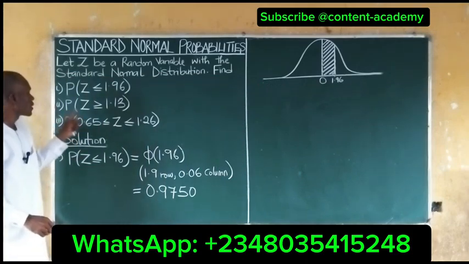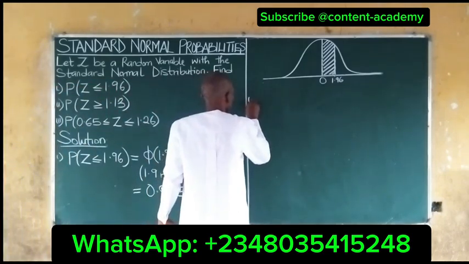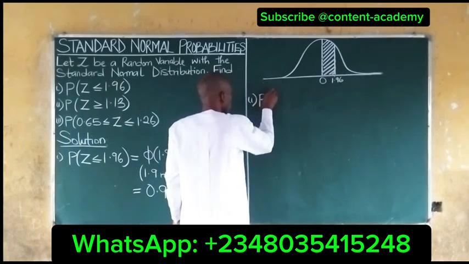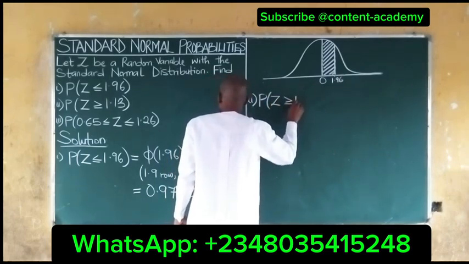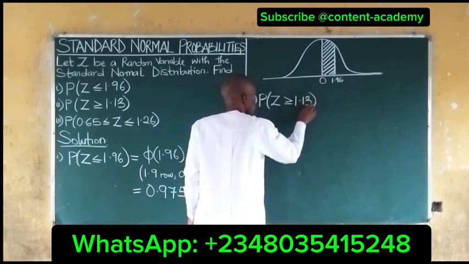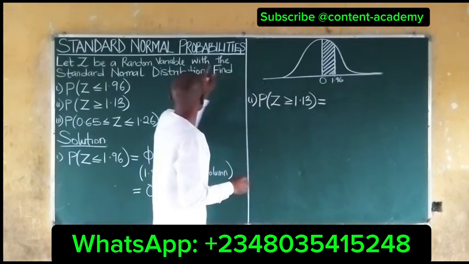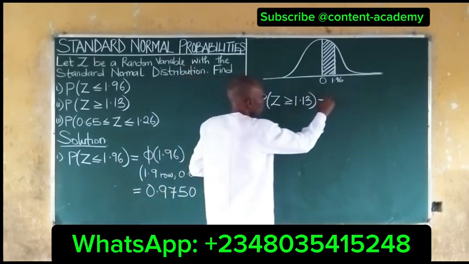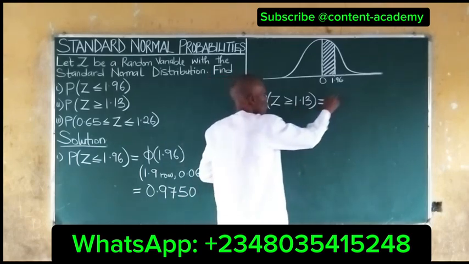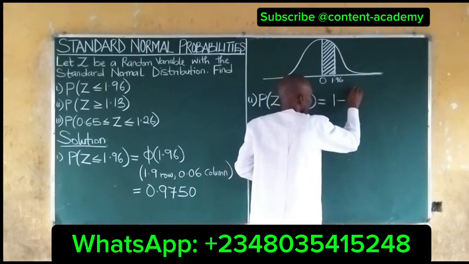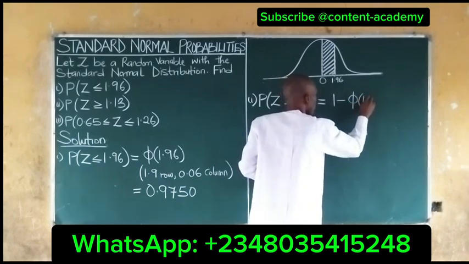The next thing to do is to also find that of the number 2. For the number 2, we are given the probability of z greater than or equal to 1.13. And from the properties of the standard normal probability, we have that if z is greater than or equal to 1.13, we'll have 1 minus phi, that means our standard curve, then 1.13.